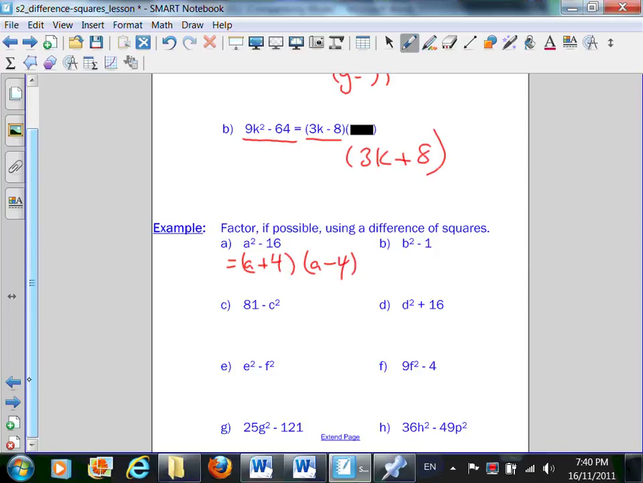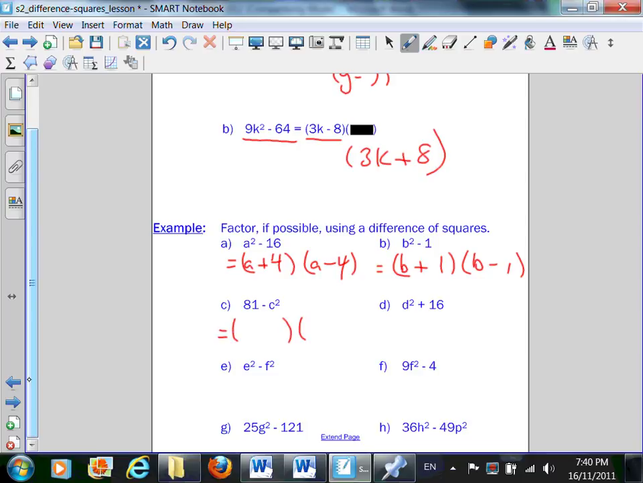Next one is b squared minus 1. So again, two sets of brackets. Plus sign in the middle of one, minus sign in the middle of the other. Square root of b squared, that's b. Square root of 1, that's 1. I'm done.